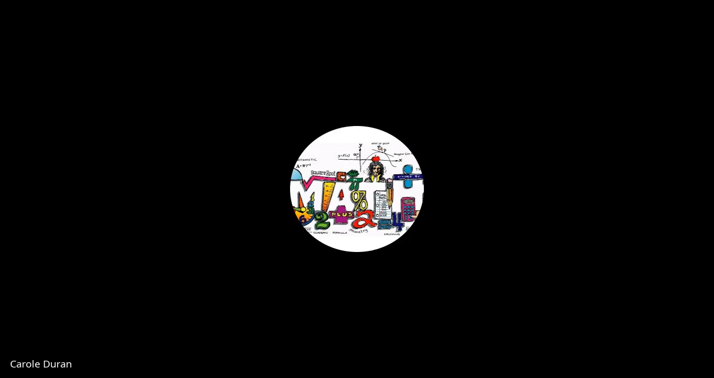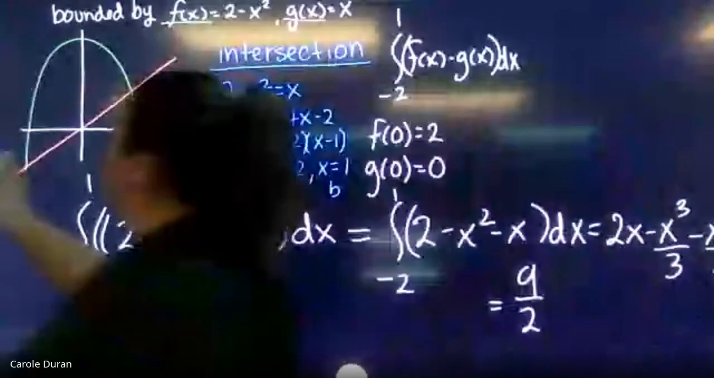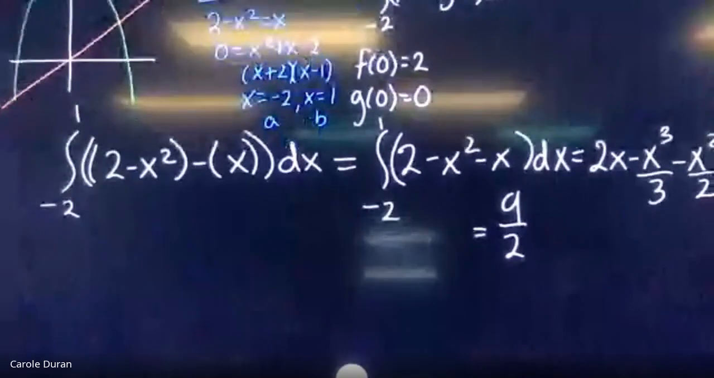I got 9 halves for this one. Again, you don't have to do the anti-differentiation like I do, but it is a good way to check if you're not sure. So we do intersection to find the integral. If it doesn't give you your bounds, yes. If it does give you your bounds, then you're typically okay.